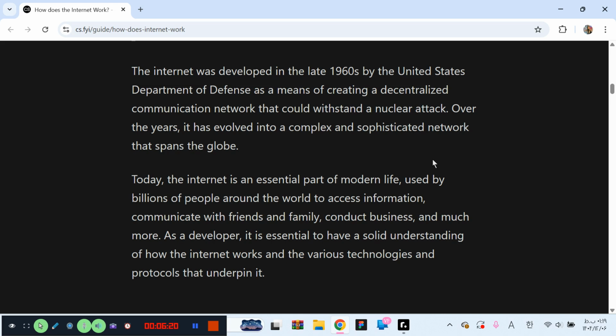So, over the years, it has evolved into a complex and sophisticated network that spans the globe. Today, the internet is an essential part of modern life, used by billions of people around the world to access information, communicate with friends and family, conduct businesses, and much more. As a developer, it is essential to have a solid understanding of how the internet works and the various technologies and protocols that underpin it.